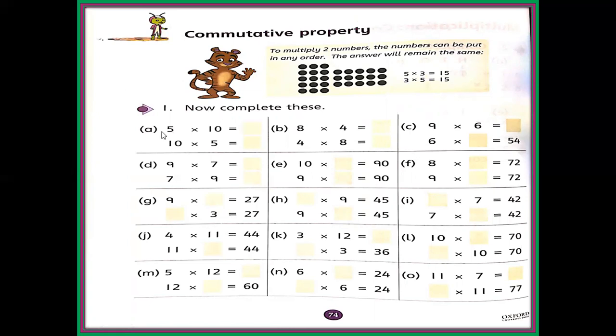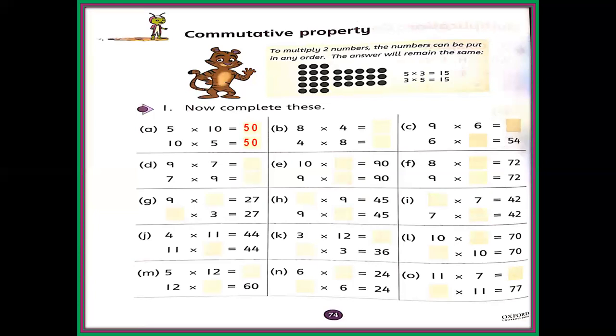Now complete this one, 5 into 10. So read the table of 10. 10 ones are 10, 10 twos are 20, 10 threes are 30, 10 fours are 40, 10 fives are 50. So write 50 here. So 10 fives, again the same answer here. No need to read the table again.